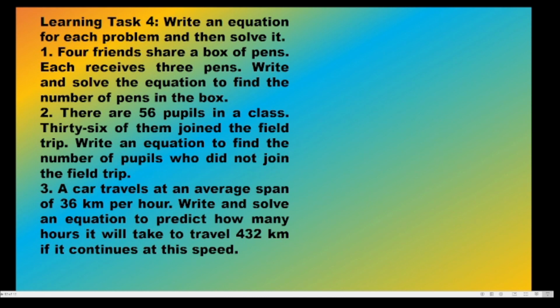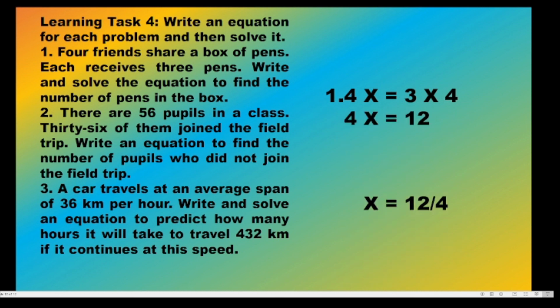For our learning task number 4, write an equation for each problem and then solve. So let's answer number 1. And the remaining 2 are for you. So number 1 is 4x equals 3 times 4. So 4x is equal to 12 and x is equal to 12 over 4. So x equals 3.